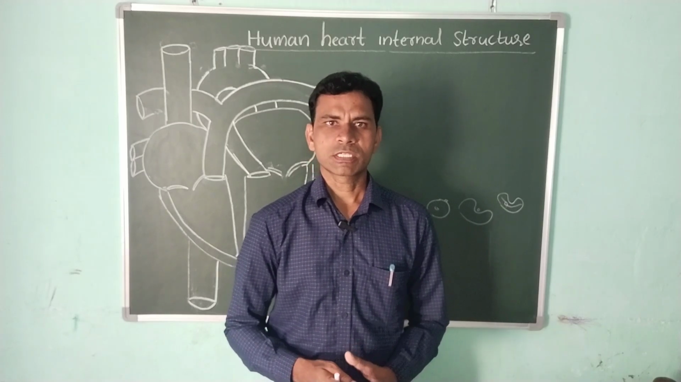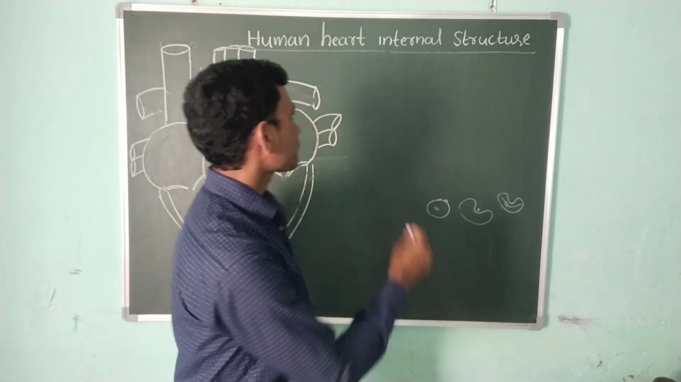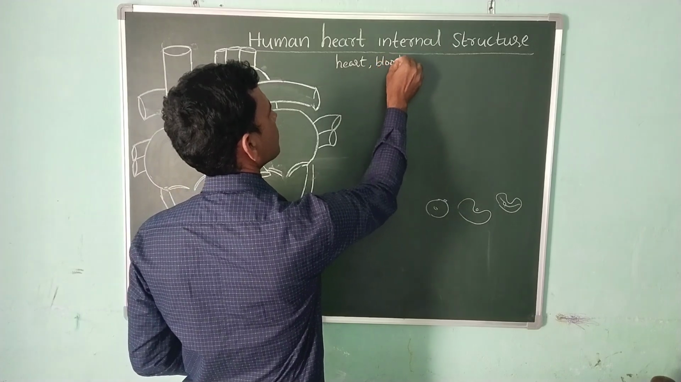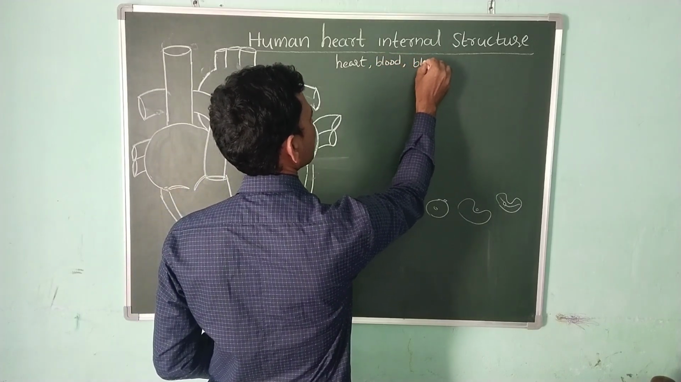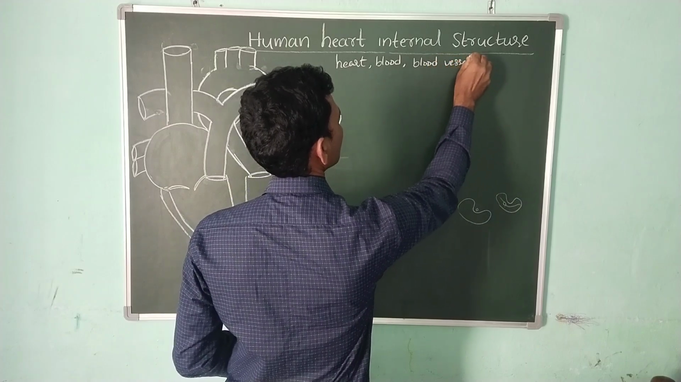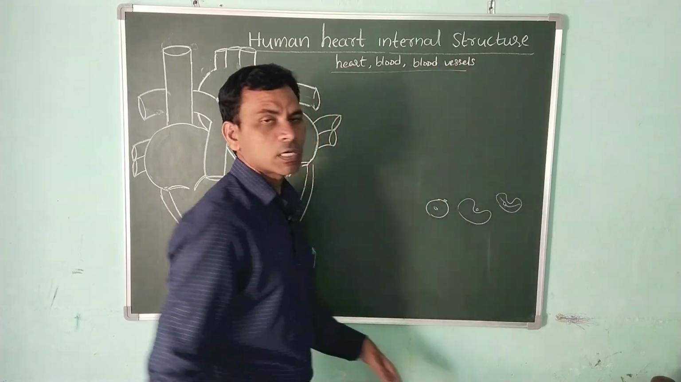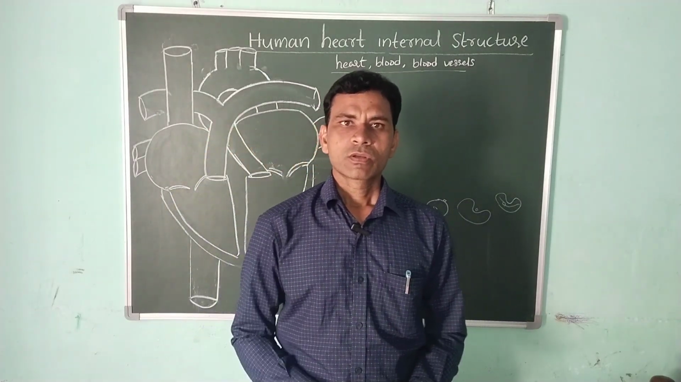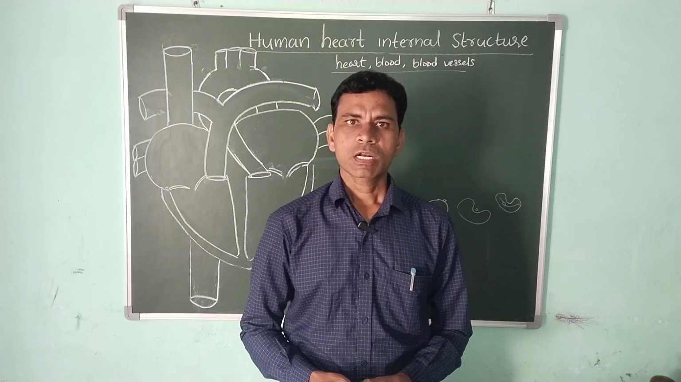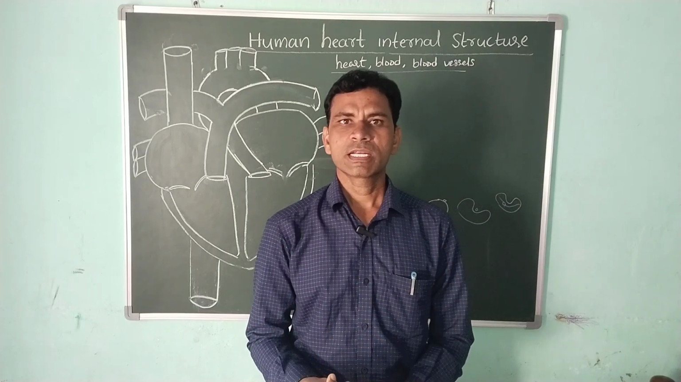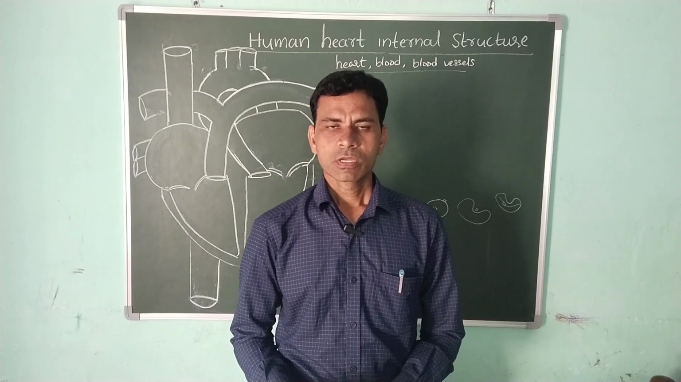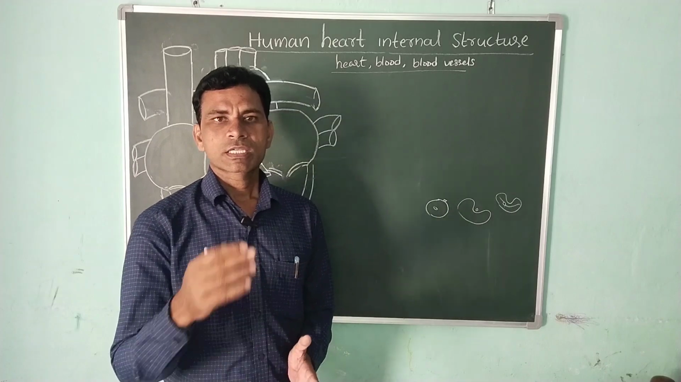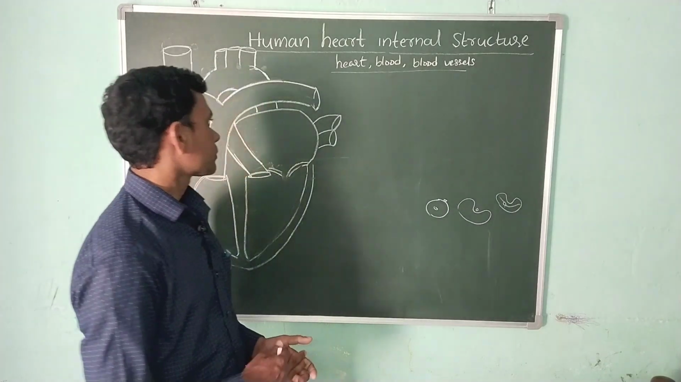So what is this system made up of? The circulatory system is made up of the heart and blood vessels. These organs are used to supply to every cell of the body solid materials, liquid materials, and gaseous materials. Now we are discussing how it works, but before that, we are discussing the structure of the heart.